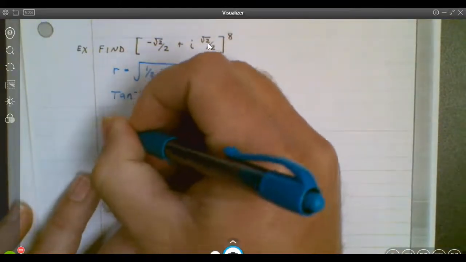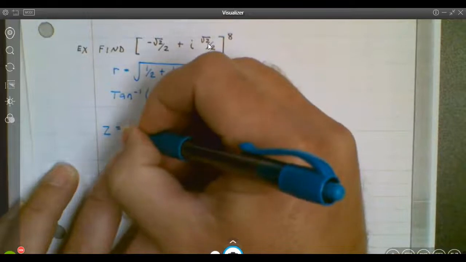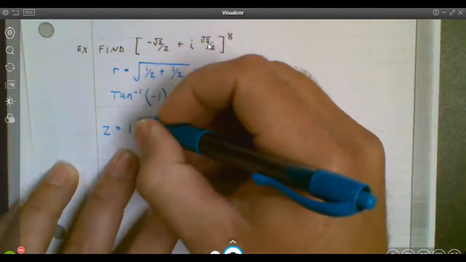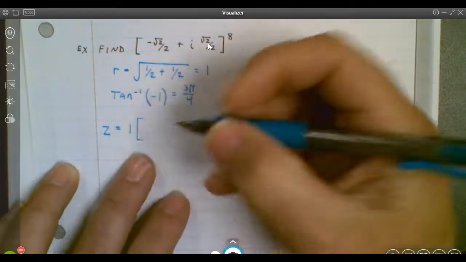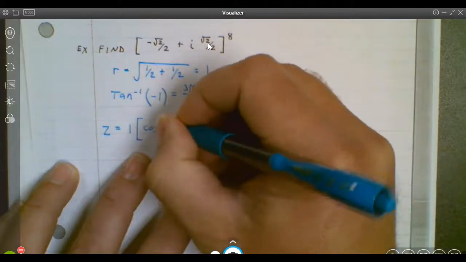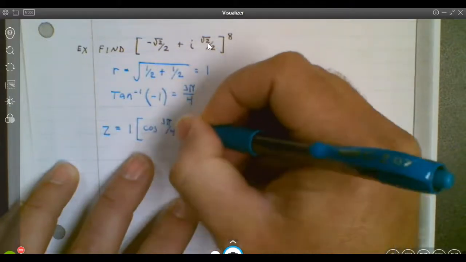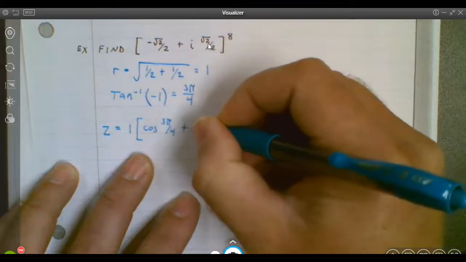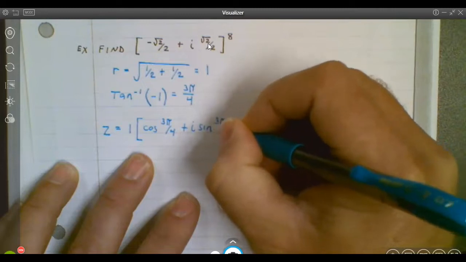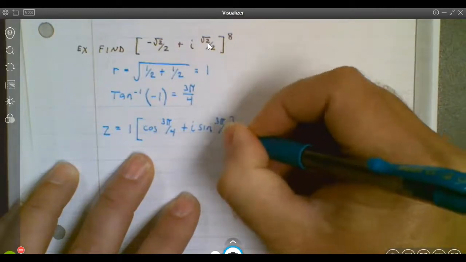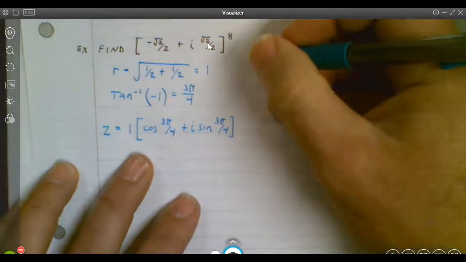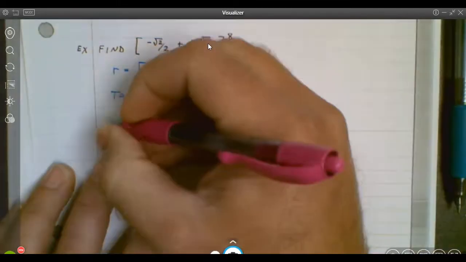Let's put this in terms of our trig form now. So z is equal to r, which you don't have to write the 1 there, I'm just putting it there for visual. So r cosine theta plus i sine theta. So now that we've put it into trig form, I can apply De Moivre's theorem that we saw above, and in this case we're raising to the 8th power.